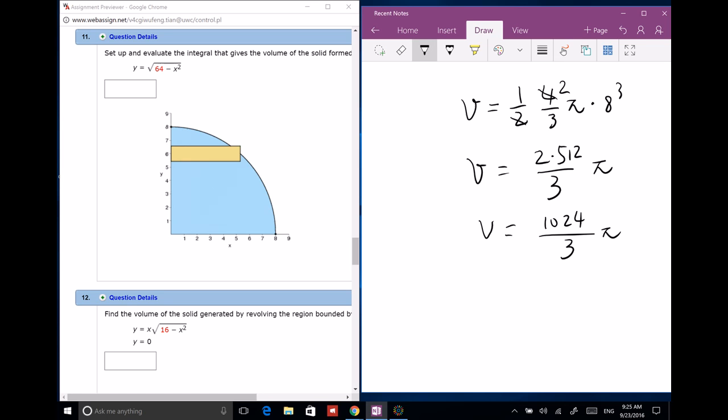Now let's look at using the integral. How are we going to do this with the integral? So V equals. First, my question is, what method are we going to use? Disk method, or shell method, or washer method? We only have 3 methods anyway.